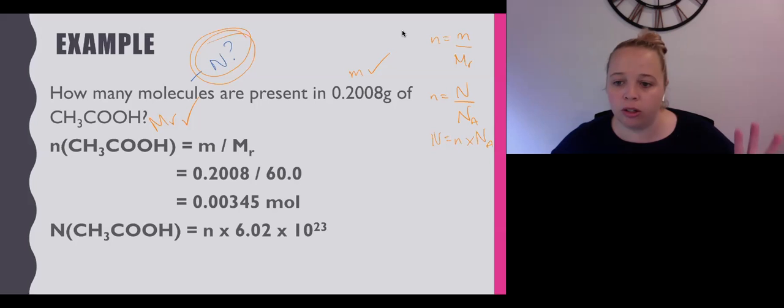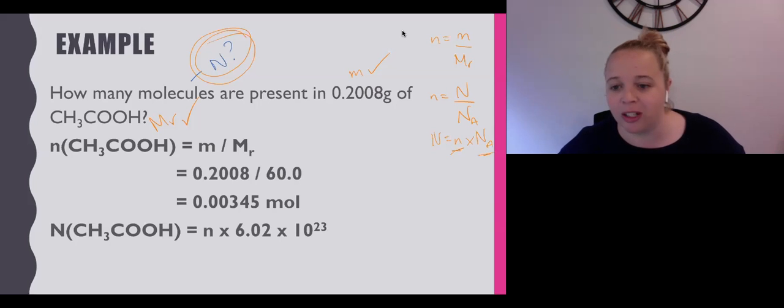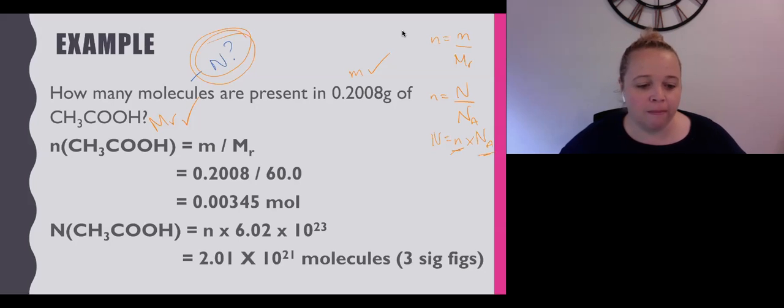So now we're going to do the number of molecules, which is capital N, is equal to mole times Avogadro's number, which is 6.02 times 10 to the power of 23. And we end up with 2.01 times 10 to the 21 molecules.